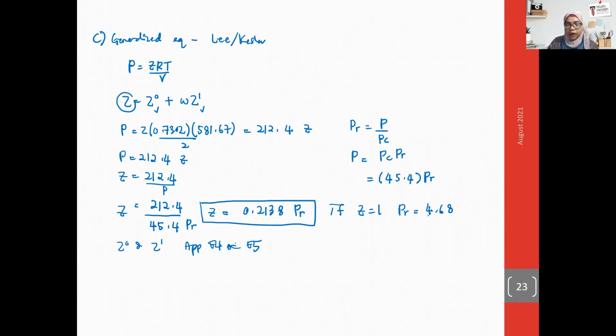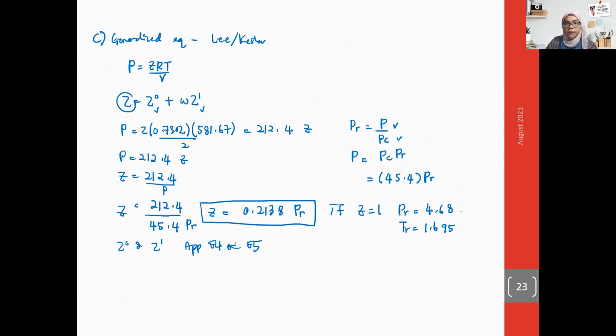So at PR here and TR, this is the TR, because T is already given but not the P. That's why we need to find the PR, because we know that PR is based on P over PC, right? PC we can get, but we don't have the value of P. So PR is based on the assumption that we start with Z equal to 1.